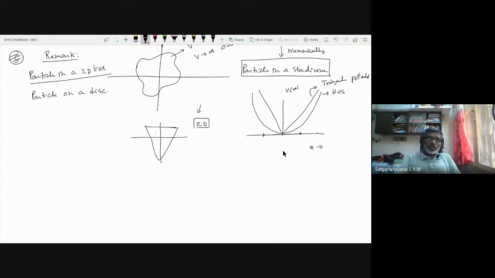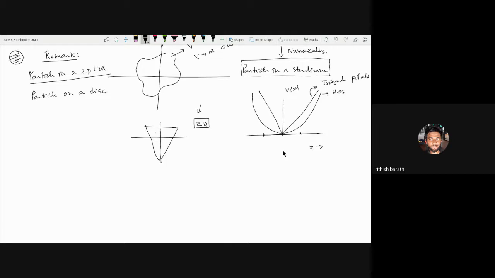So these are some remarks. My remark about the general particle in a stadium is that it is an interesting problem which cannot be exactly solved, but there are some ways of solving it numerically.